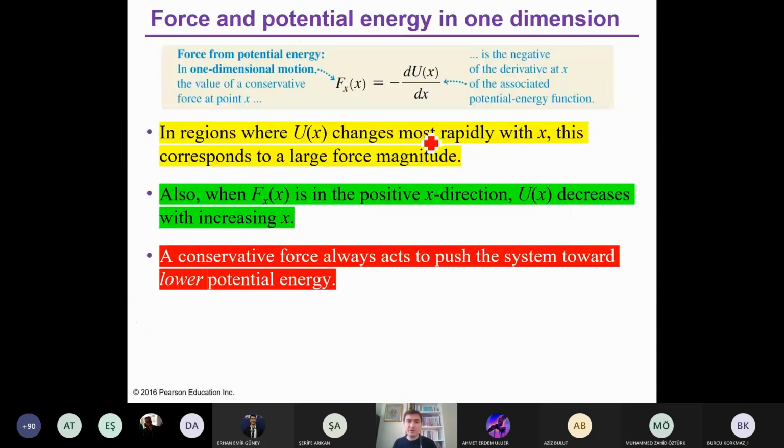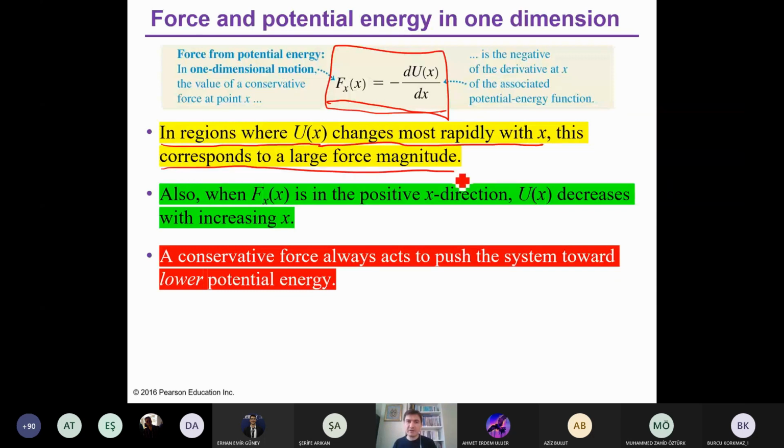What about the meaning of this equation? In the regions where potential energy changes most rapidly with x, this corresponds to a large force magnitude, okay? So let's consider that in a very small distance, in a very small displacement, the potential energy changes a lot, then you have huge forces, a large force magnitude. Also, when Fx is in the positive x direction, Ux decreases with increasing x. I will discuss all these things.